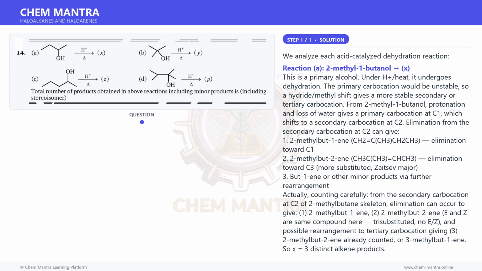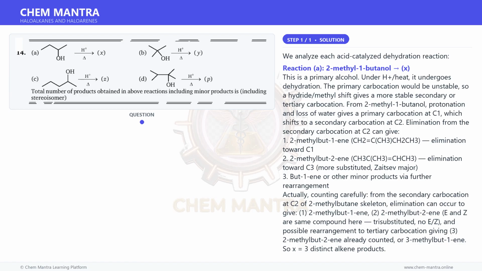Re-examining, if the structure in B is 2-methyl-2-propanol, tert-butanol, (CH3)3COH, then the only product is 2-methylpropene, isobutylene, just one product. The structure shown has an X shape suggesting tert-butanol. So Y equals 1.